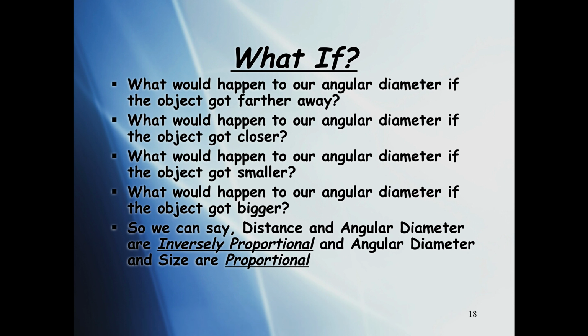So basically what we can say is distance and angular diameter, they're inversely proportional. In other words, the opposite happens. If one gets bigger, the other gets smaller. And angular diameter and size are proportional. In other words, how big it appears in the size, if it gets bigger, it's going to look bigger. If it gets smaller, it'll look smaller.